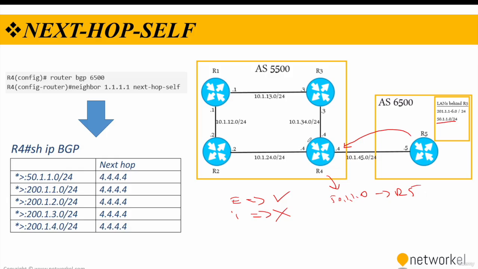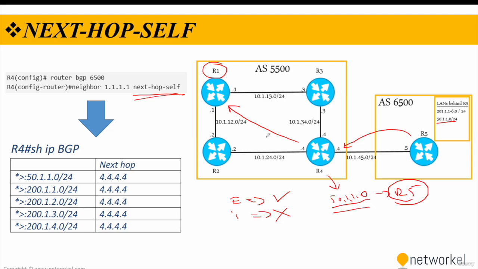Then when router 4 is advertising this information to router 1, it does not change the next hop address on the advertised route. So it will say, hey router 1, I have these routes with me and the next hop is router 5. But router 1 is not aware of router 5, right? That is the problem in here. So next-hop-self helps me to resolve this issue.